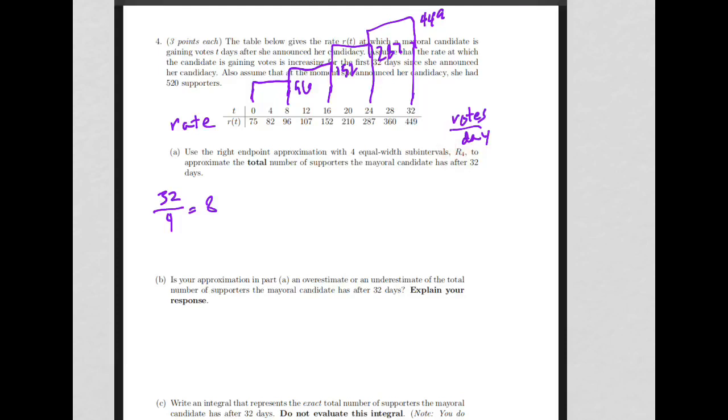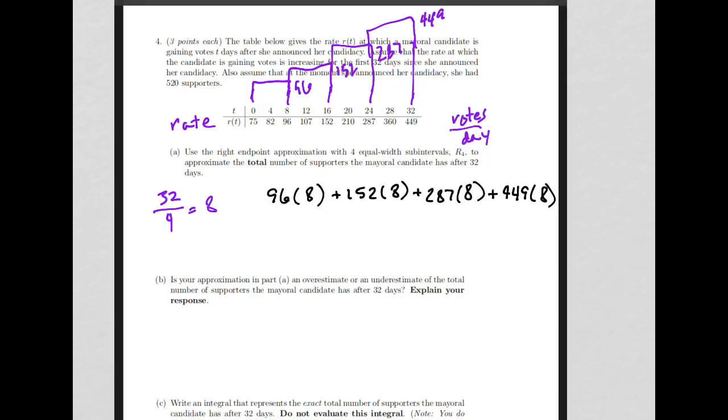And so if we wanted to find R4, to find the total number, then what we're going to do is take that 96 times 8 plus 152 times 8 plus 287 times 8 plus 449 times 8. So that would be the total number of voters added in those 32 days, or an approximation of it.